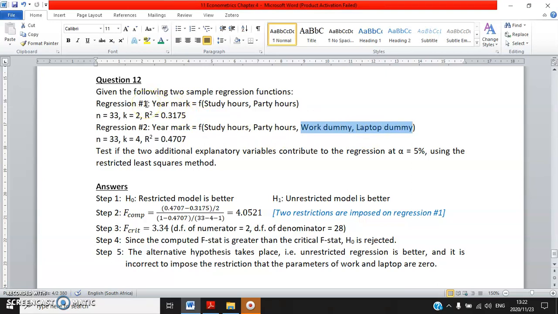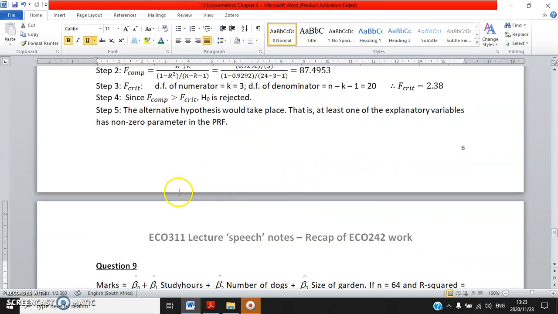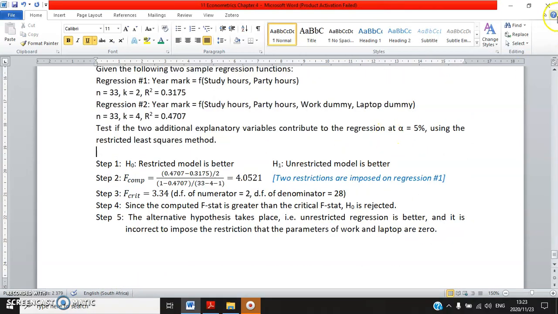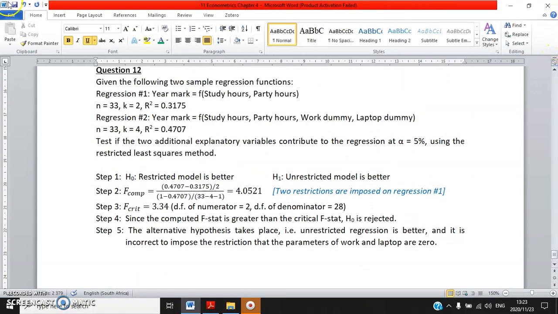But using theoretical thinking, I already think it is a wrong decision to impose the restrictions, because the student's work status and whether he or she owns a laptop or not could really have a strong impact on academic performance. So theoretically, I already think regression 2, the unrestricted regression, is better. But this is only my theoretical argument. I need to prove it. What am I doing? Okay, with a statistical test. So this is the answer.